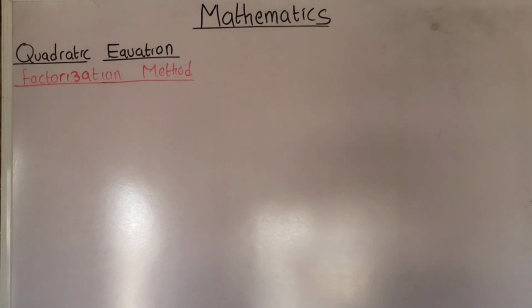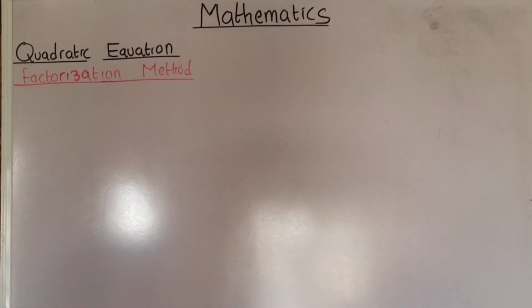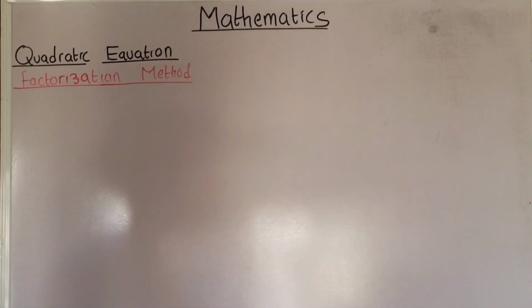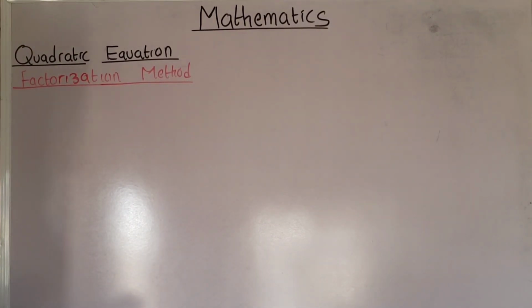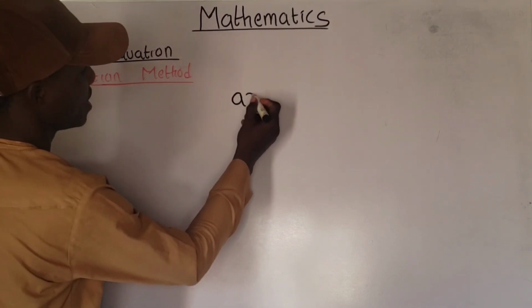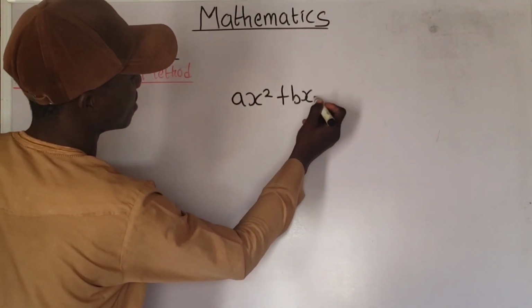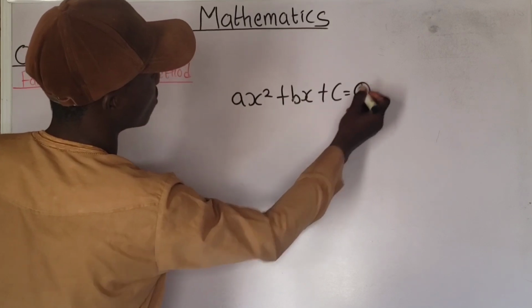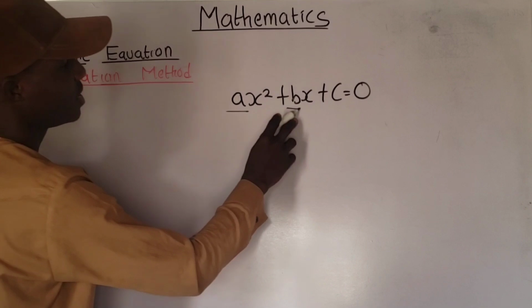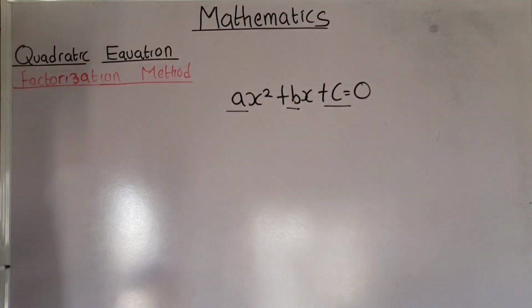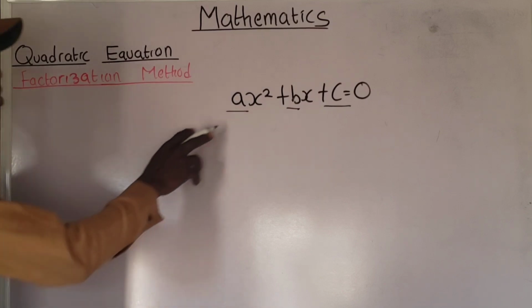In this class, we're going to learn how to solve quadratic equations using the factorization method. And the type of quadratic equation that we're going to be focusing on is the type where A is not unity. In our previous class, I gave you a typical representation of a quadratic equation: ax squared plus bx plus c equals 0. In this quadratic equation, A is the first term, B is the second term, and C is the constant term.